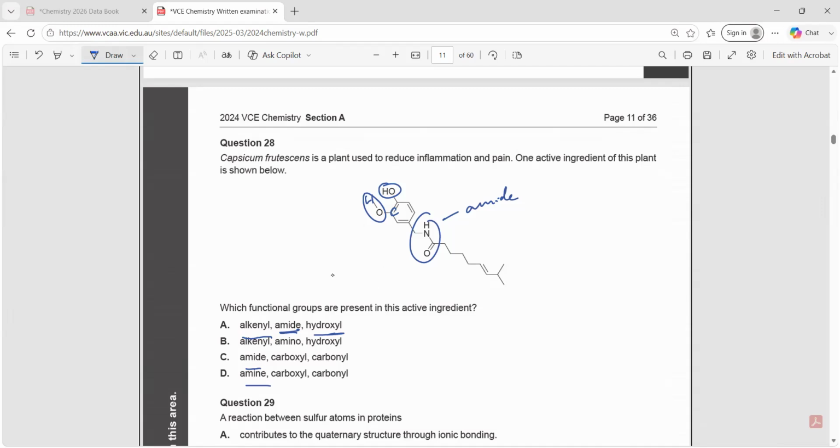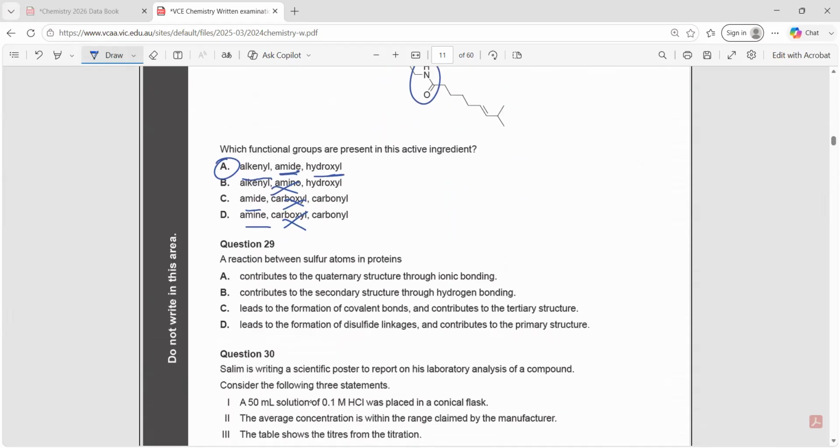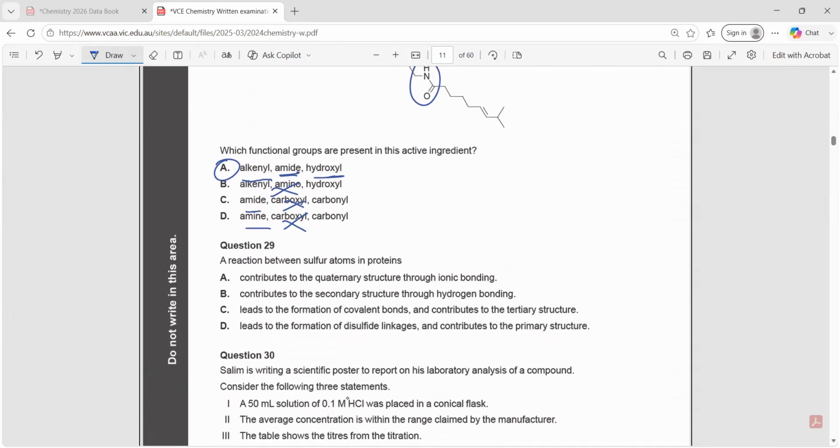Okay, so alkenyl basically refers to the double bonds here. So it'd be A. There's no carboxyl and no amino either. Reaction between sulfur atoms in proteins. I was thinking disulfide, and it contributes to the tertiary structure. It's the formation of covalent bonds. Yeah, so it's like the disulfide bridges.